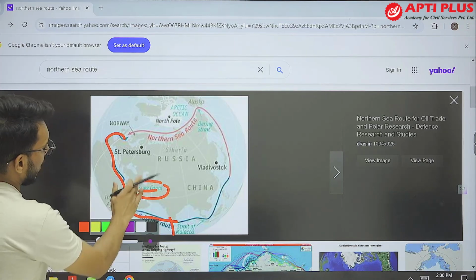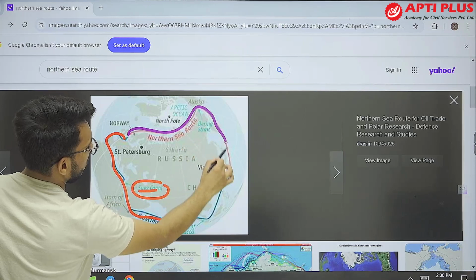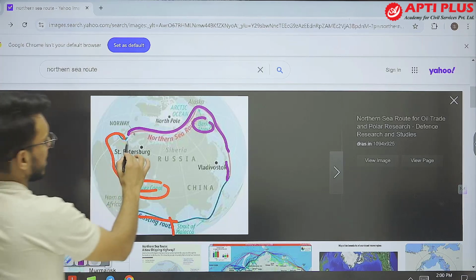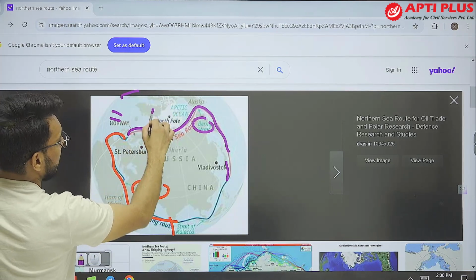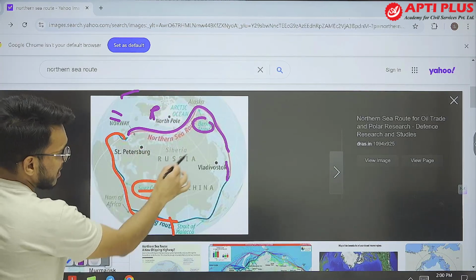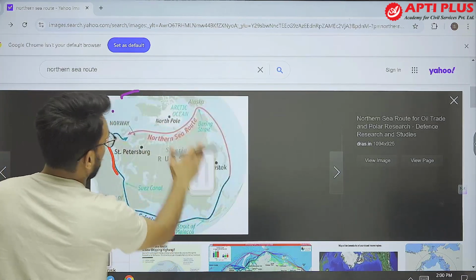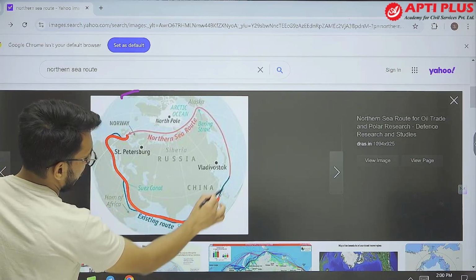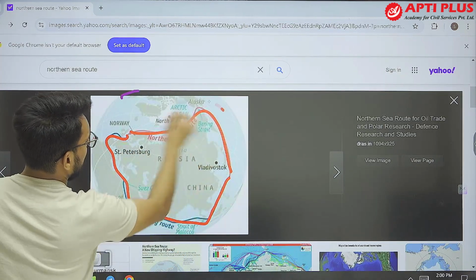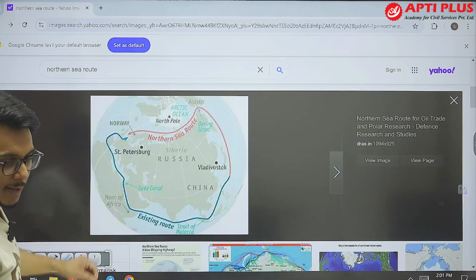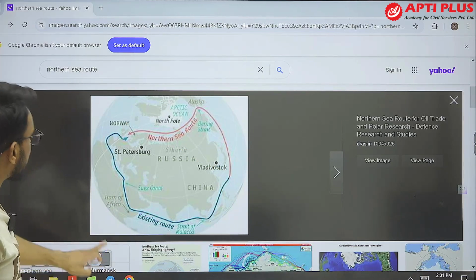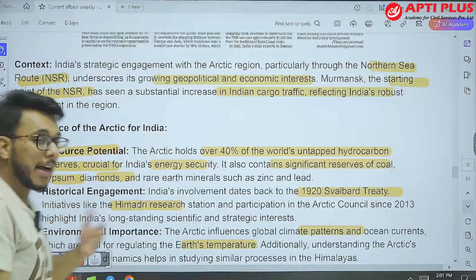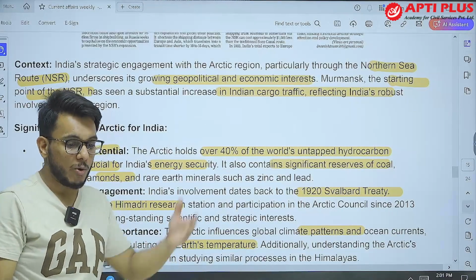Now, the Northern Sea Route will come from the Arctic region, through the Bering Strait. And this particular sea route happens to be a very viable strategy for Russia to connect with Asia. If Russia wants to trade with the Asian markets today, it has to come from the existing sea route. But the Northern Sea Route will drastically reduce this distance. So the Northern Sea Route is an important thing, and how India is also going to benefit from it, that we are going to discuss.